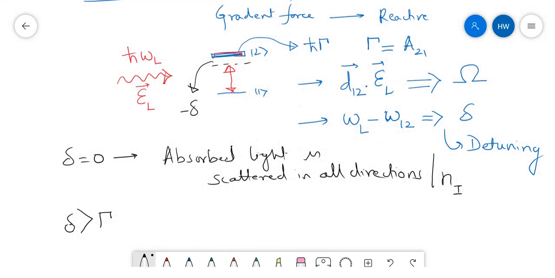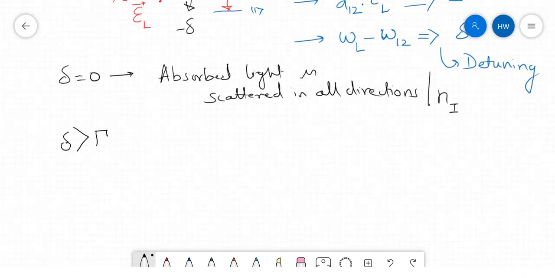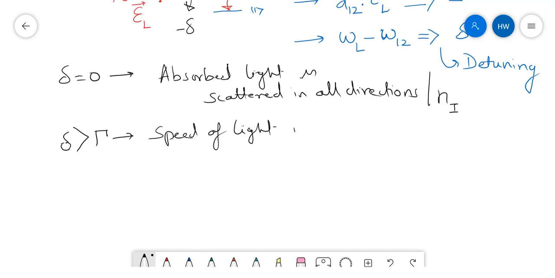That's precisely what I represented by giving a width to the excited state. So when my detuning is larger than gamma, what is changing is basically the speed of light within the collection of atoms. So effectively, the speed of light gets modified. And this aspect is related to the real part of the refractive index.